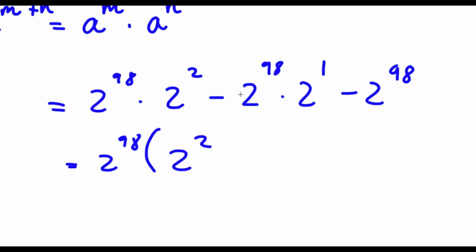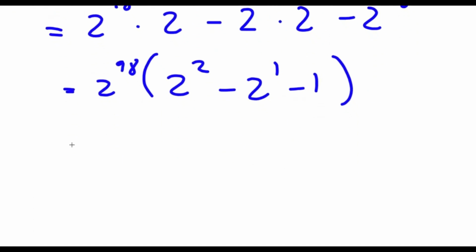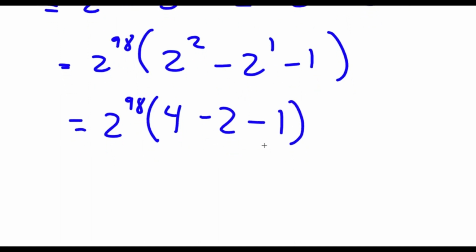And now negative 2 to the power of 98 times 2 to the power of 1 divided by 2 to the power of 98 is negative 2 to the power of 1. And finally, negative 2 to the power of 98 divided by 2 to the power of 98 is negative 1. Now I'm going to go ahead and simplify this. So now this gives me 2 to the power of 98 times 2 to the power of 2 is 4. And 4 minus 2 to the power of 1 is simply 2. And I have minus 1.